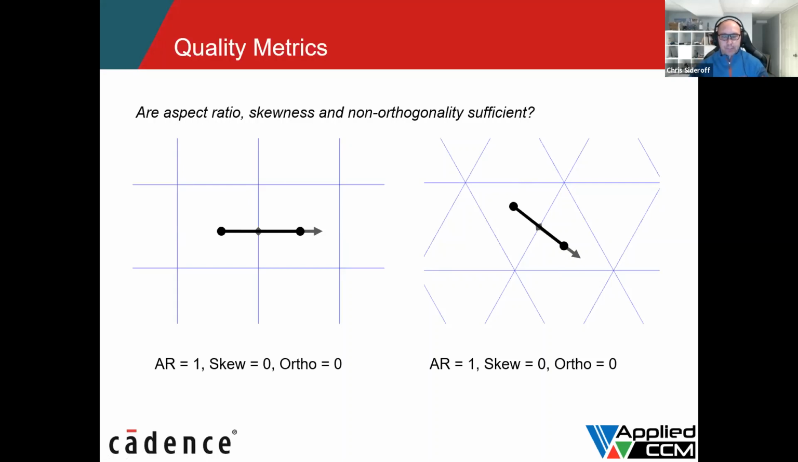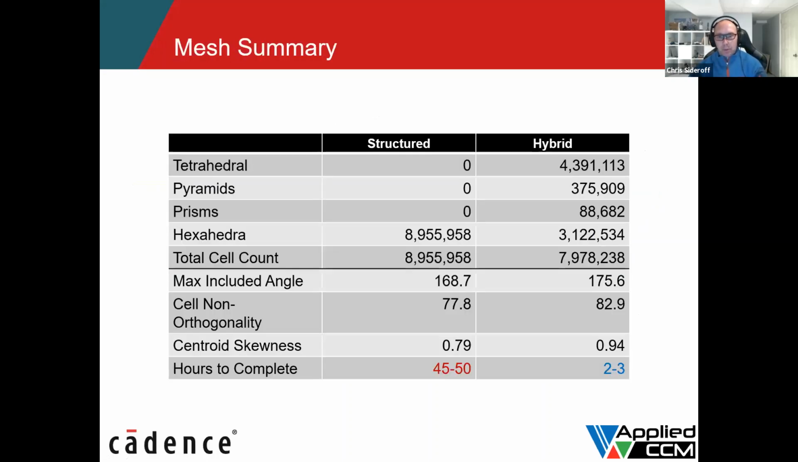Anyways, I digress. I mentioned that we're going to go over meshing the blood pump. I wanted to throw up a slide really quick with a mesh summary from our work last year, from the workshop presentation, where we presented the meshing of the pump using a structured approach versus the hybrid approach. I really want to highlight the amount of time it takes to make the mesh. The structured mesh took almost a week, so 45 to 50 hours, whereas the hybrid mesh took 2 to 3 hours.